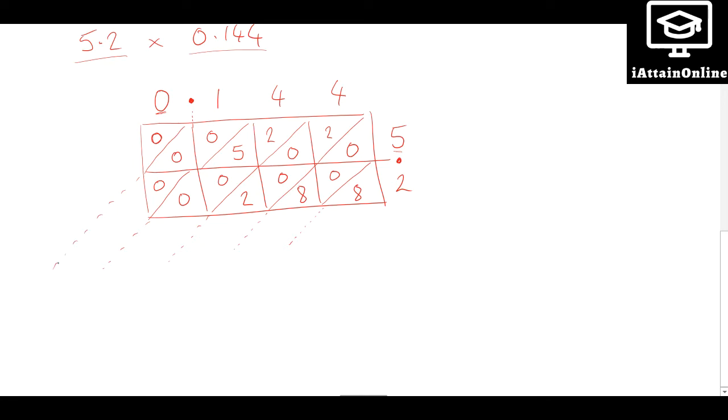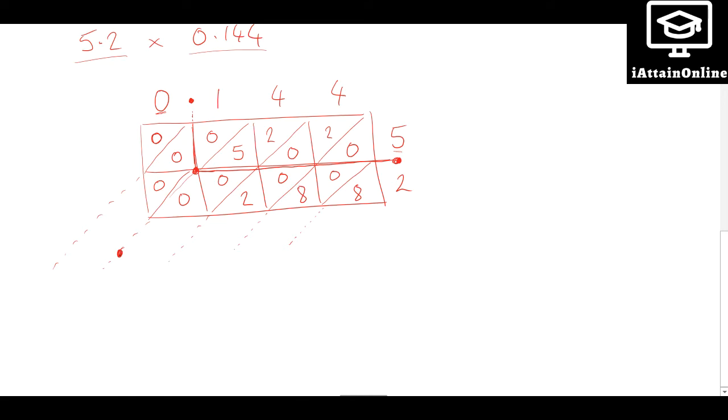Now to decide where the decimal point goes, we're just going to follow this line along for this one, and this line down for this one until they meet. And then that decimal point comes down this line down here, down this diagonal line.